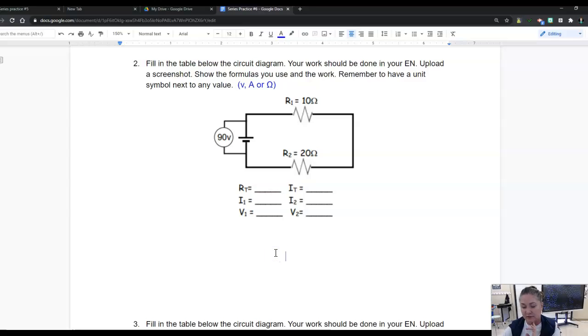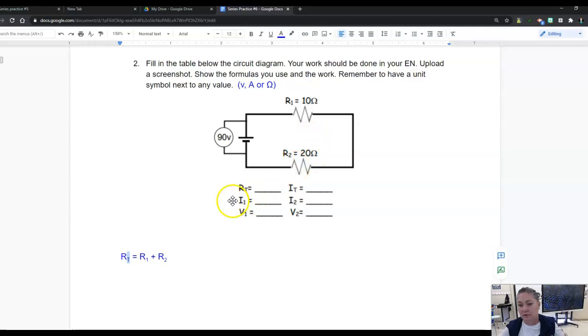So total resistance is the first thing they ask for. We are in a series circuit, so total resistance is going to be equal to resistor number 1 plus resistor number 2. If you look at that schematic that has been provided for you, it is 10 plus 20. So RT is going to be equal to 30 ohms. Make sure you write the little symbol omega for your answer. So that's the first one.